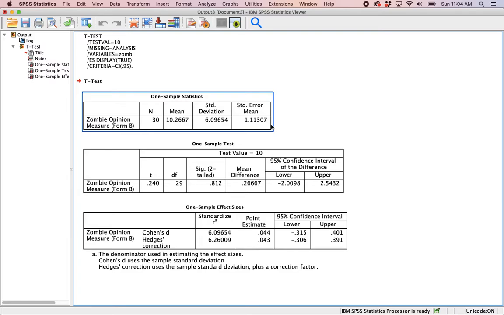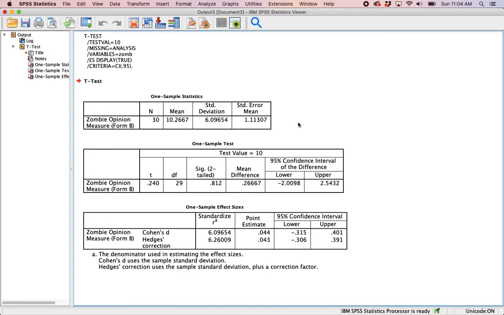Another interpretation would be anytime we randomly sample from a population, when we have 30 participants and when we can estimate what the population standard deviation is, this is about how much we can expect our sample mean to differ from the population mean just randomly because of that sampling process, because we've got 30 participants and not every single person in the population.